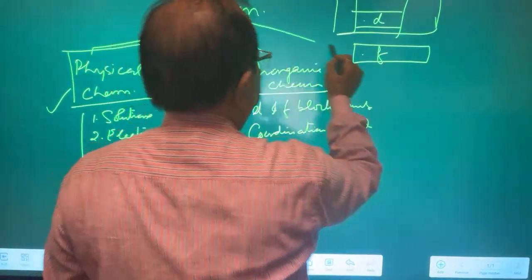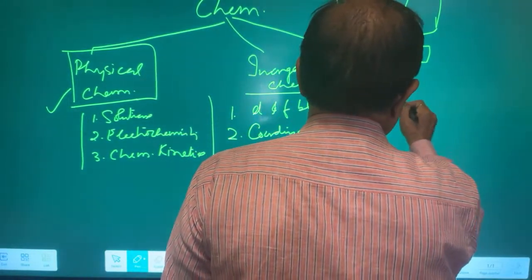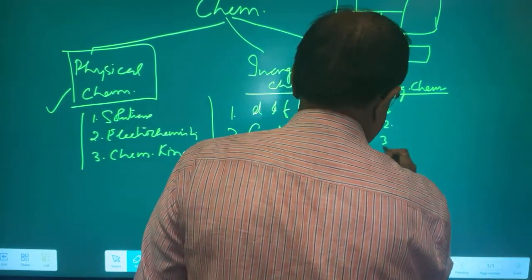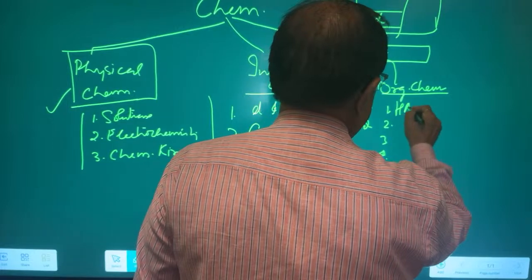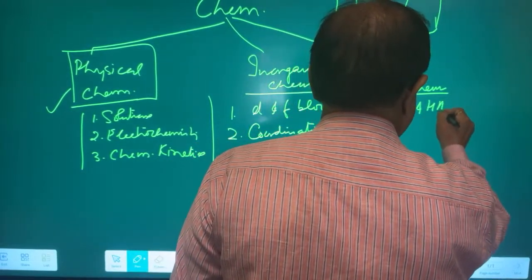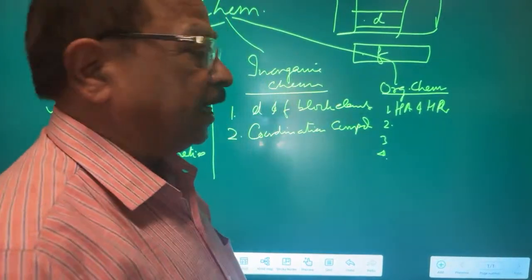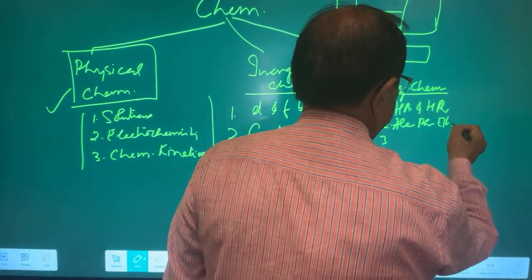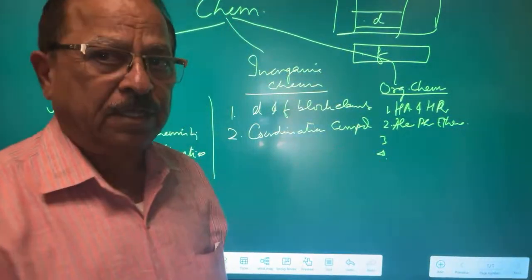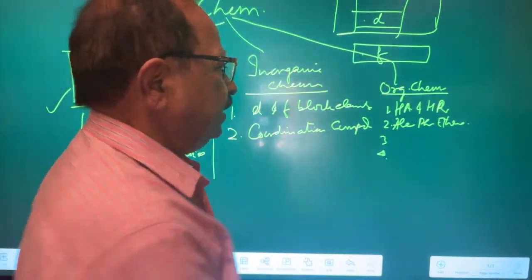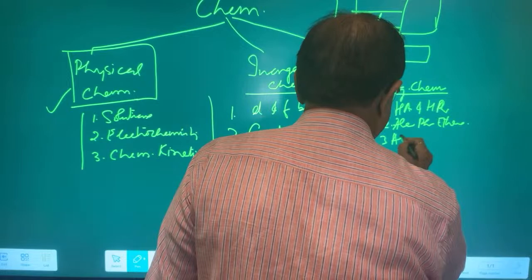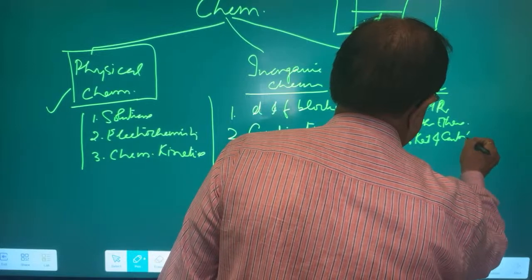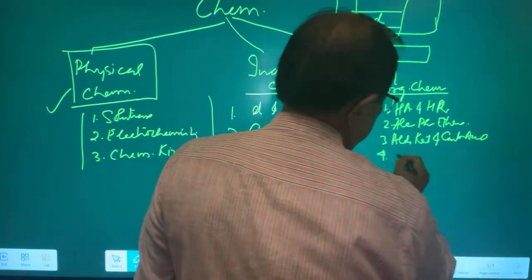And then there is a third portion, where we have to study organic chemistry. In organic chemistry there are 4 chapters. The first chapter is haloalkanes and haloarenes, and the second chapter is alcohols, phenols, and ethers. Here you have to study about all the alcohols and phenols and ethers. Then you have to study aldehydes, ketones, and carboxylic acids. And the 4th chapter is on amines.